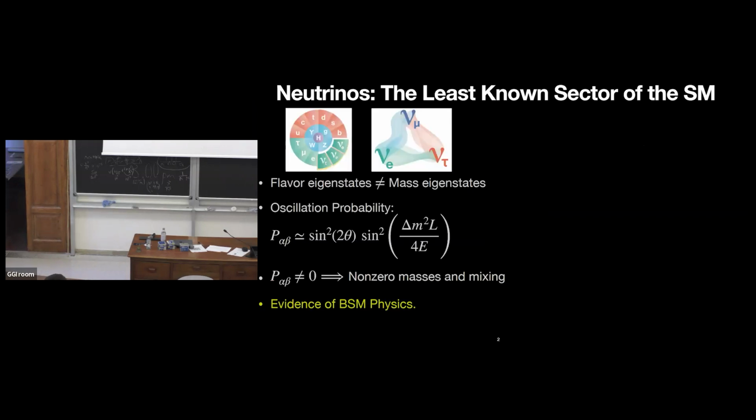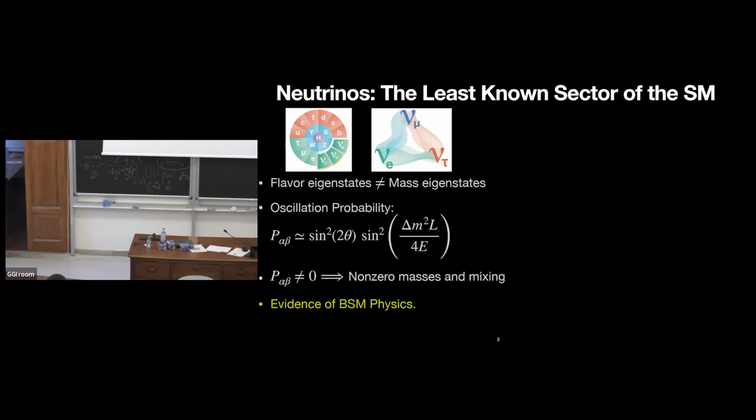So we do know that the neutrinos are the last frontier of the standard model. They're the least known, and they're very special because they're the only particles that oscillate between the different flavors. And that means that the flavor eigenstates are not aligned with the mass eigenstates. If you just calculate the oscillation probability in the two-flavor approximation, you get a very simple formula that looks like this. So you have sin^2 of 2 times the mixing angle, and then sin^2 of the mass-squared splitting times the oscillation length divided by the energy.